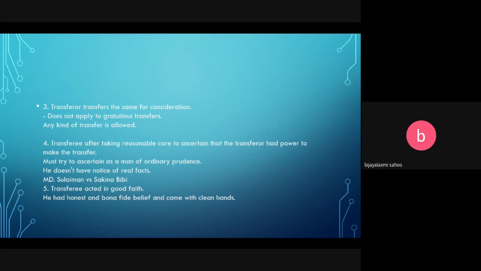So, what is the reasonable care? He must exercise the care that will be exercised by a man of ordinary prudence, and he has no notice of the real fact. That is, he does not have notice of the fact that there is another person who is in fact the real owner, and this person is the ostensible owner, and he is not empowered to make that transfer. If all these four things are done, and a fifth thing is that the transferee acted in good faith, because here we are trying to protect the right of the transferee, then the transferee must prove that he is coming with clean hands and he had bona fide belief and he was honest.